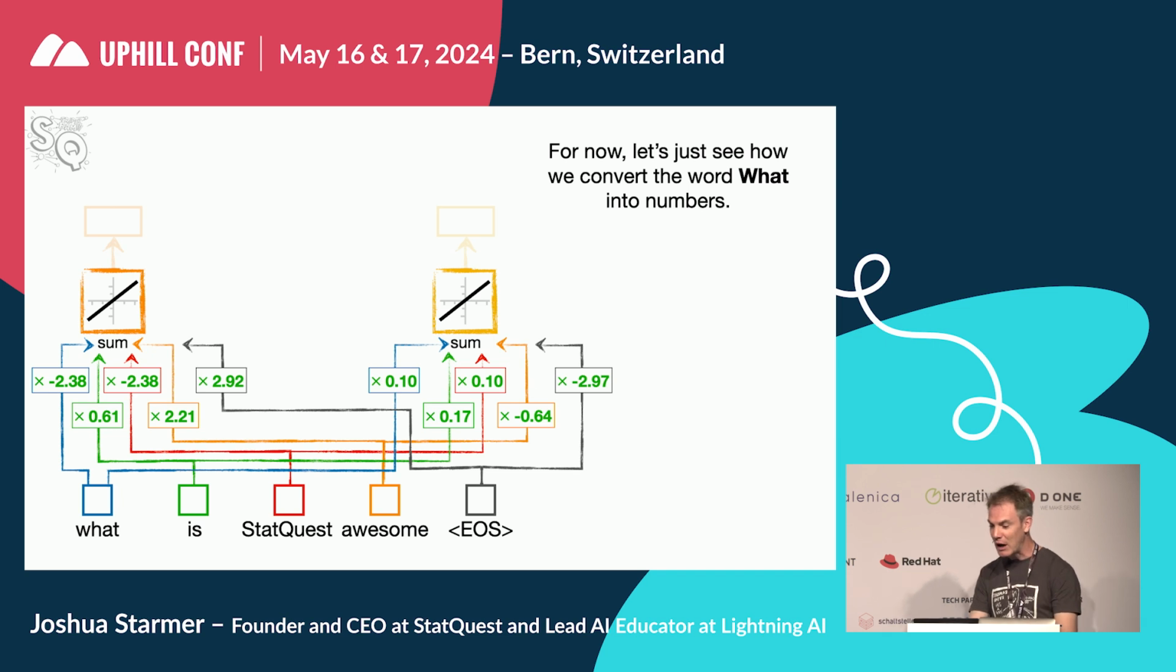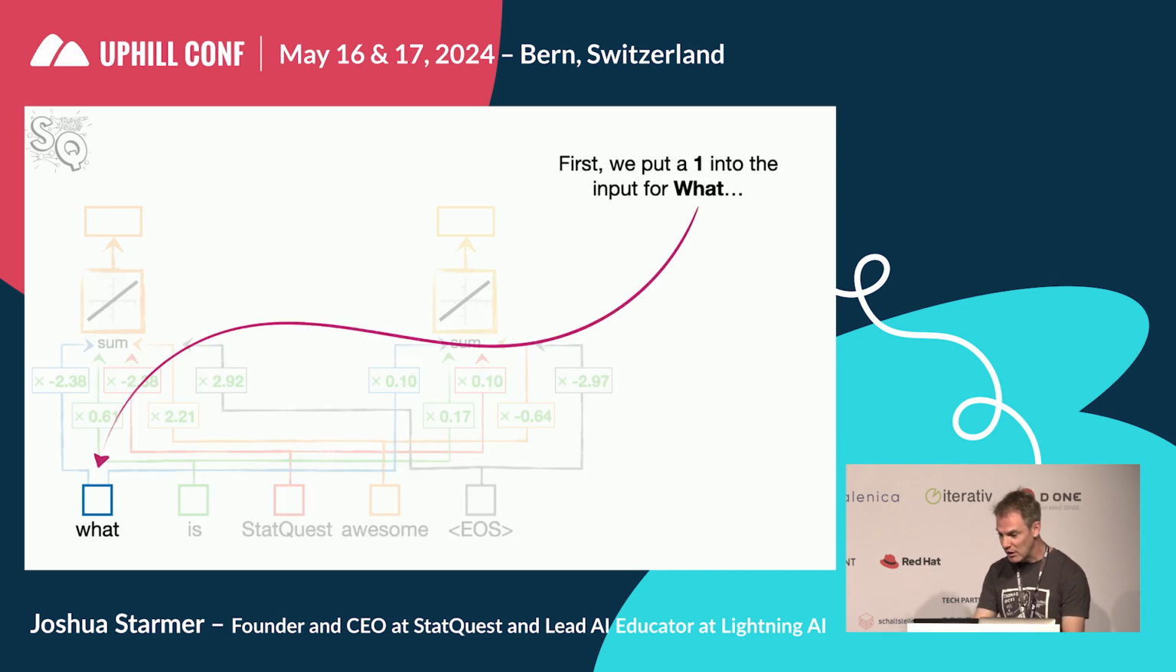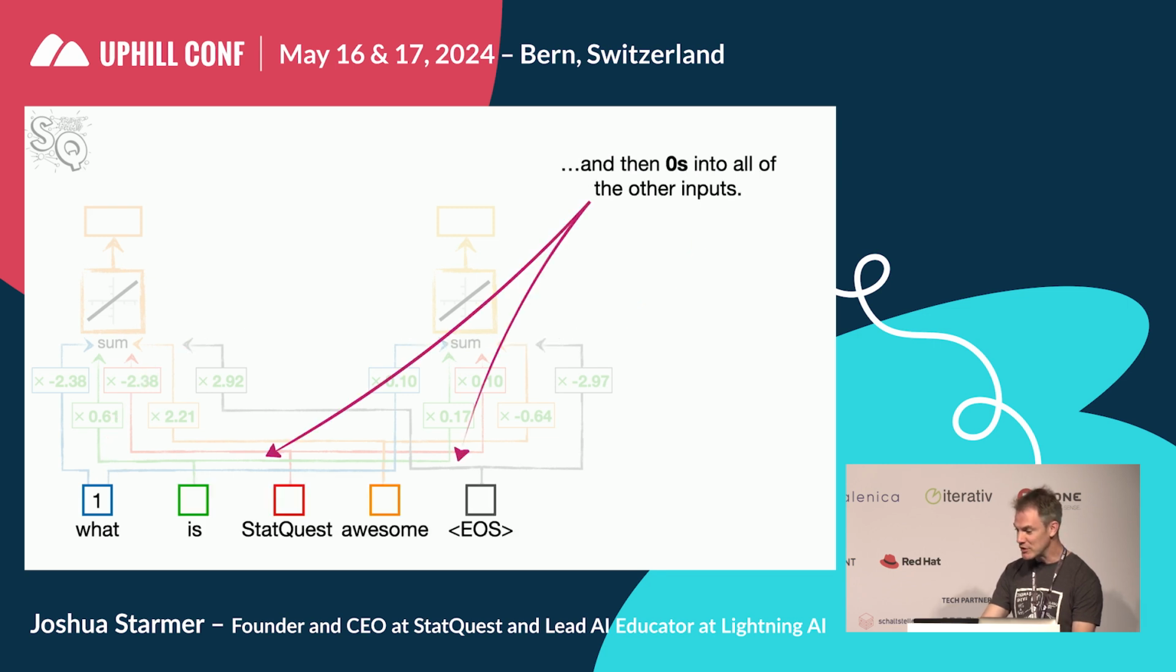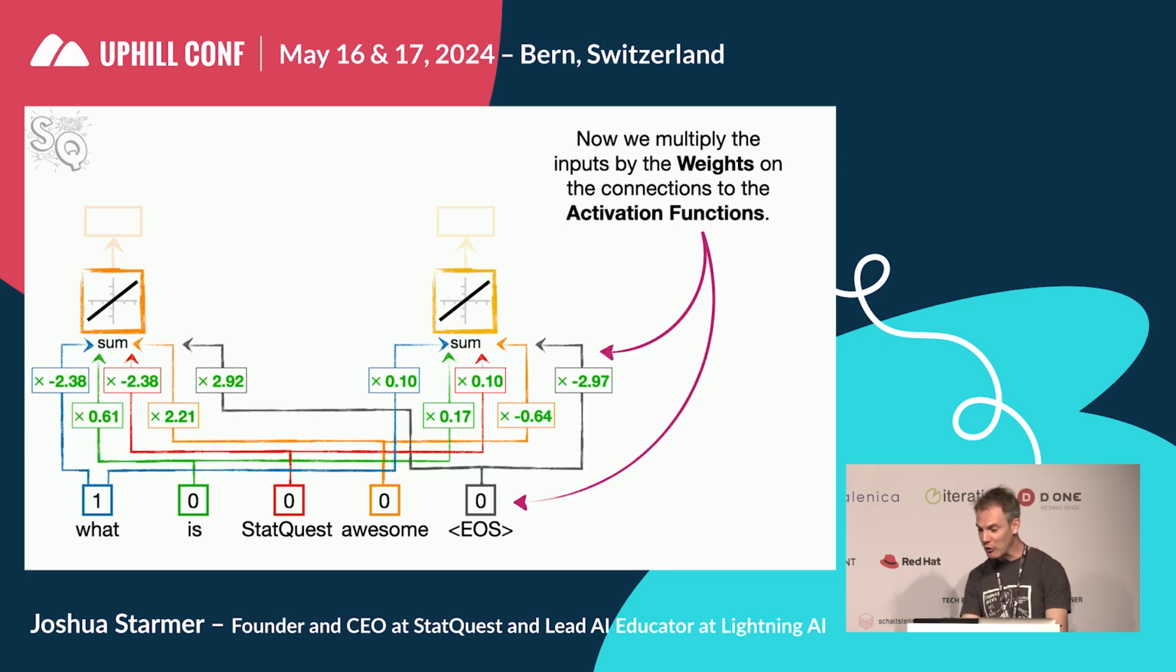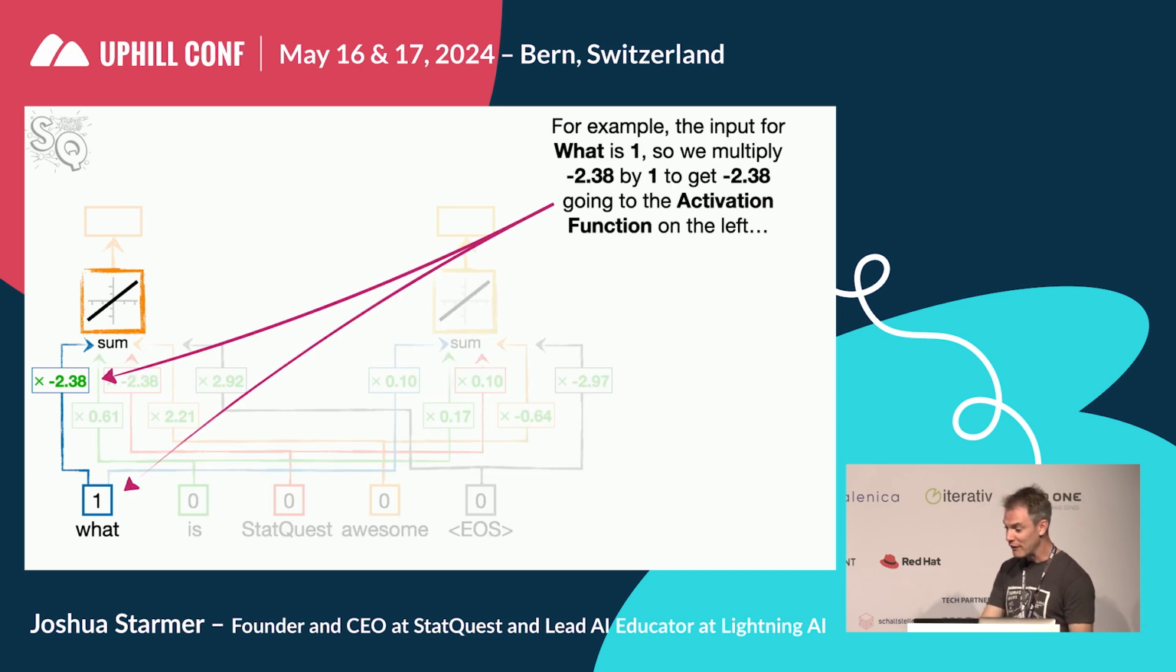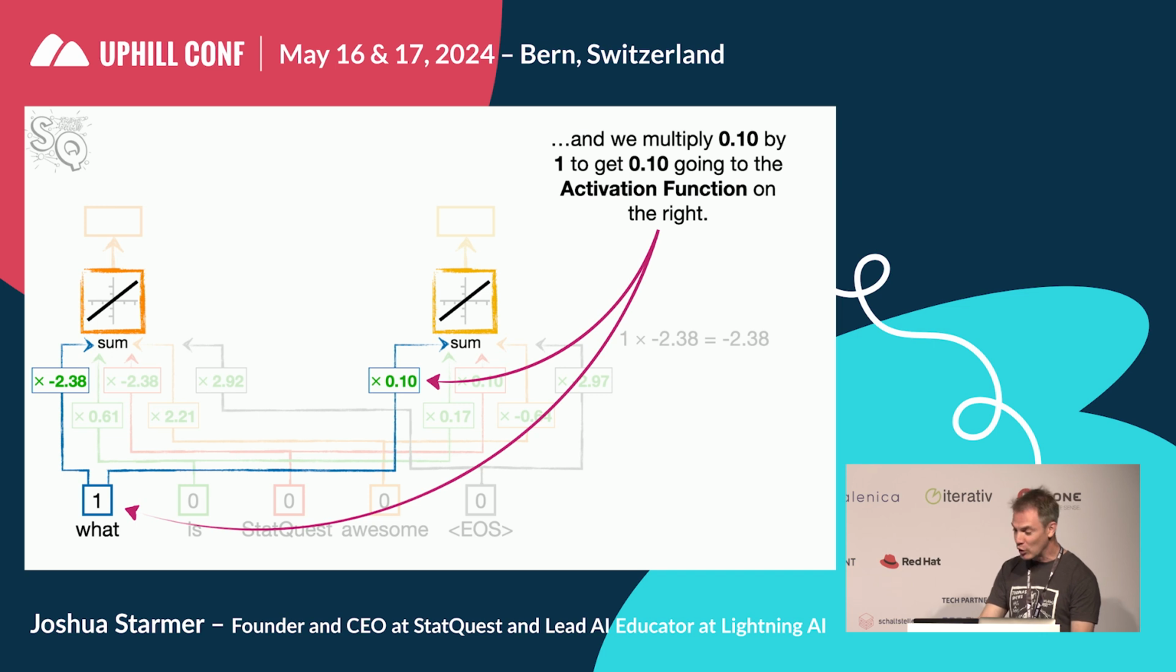For now, let's just see how we convert the word what into numbers. First, we put a 1 into the input for what, and we put zeros into all the other inputs. Now we multiply the inputs by the weights on the connections to the activation functions. For example, the input for what is 1, so we multiply negative 2.38 by 1 to get negative 2.38, going to the activation function on the left. I told you this was going to be tough. And then we multiply 0.10 by 1 to get 0.10 going to the activation function on the right.